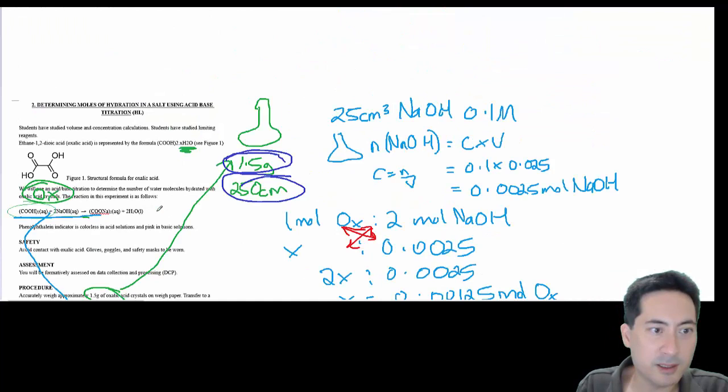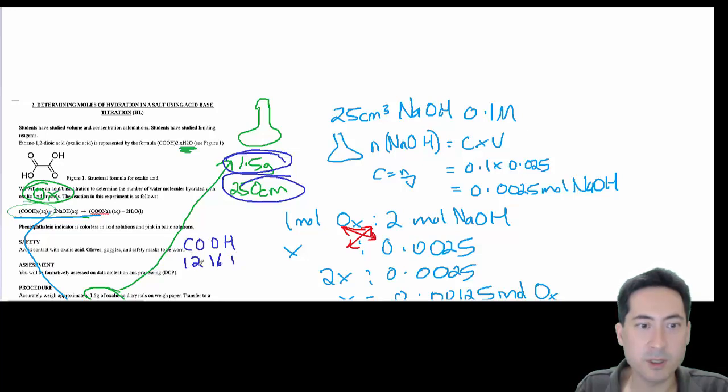Now that is COOH times 2, so that's 12, 16, and 1. So that adds up to, is that 12? 32 for 2 oxygens and 1.